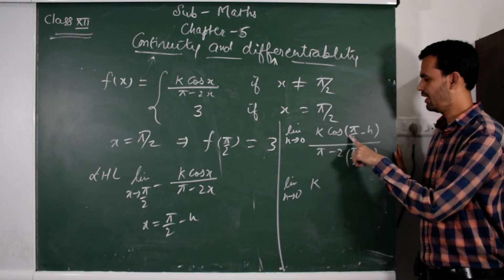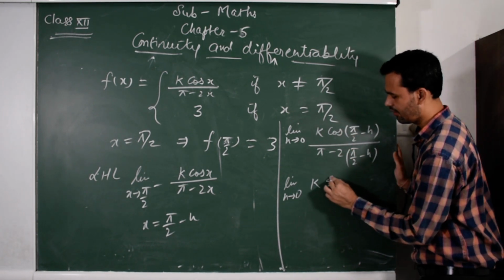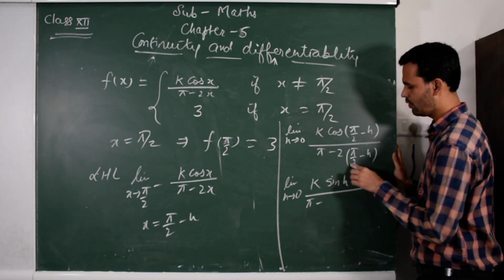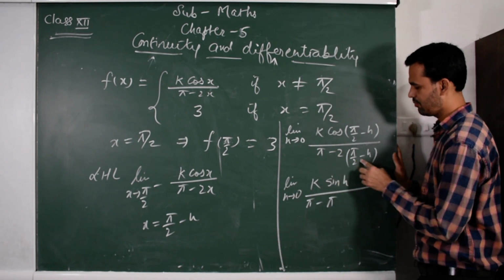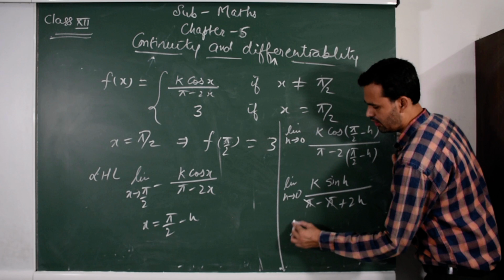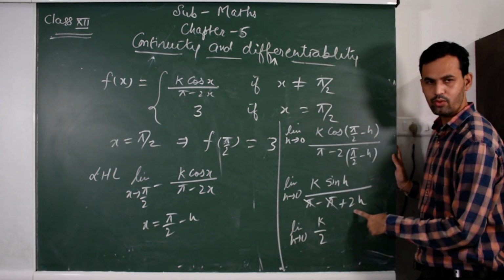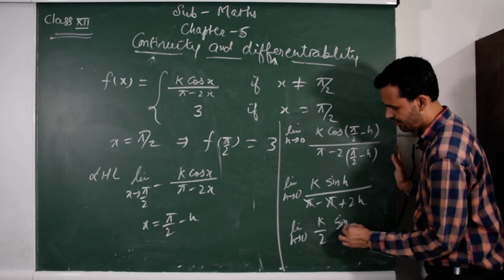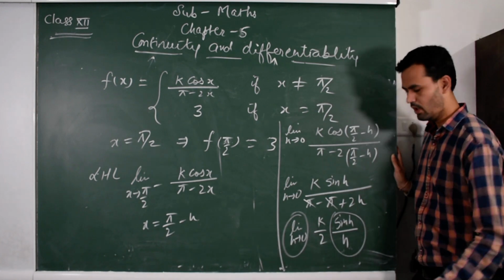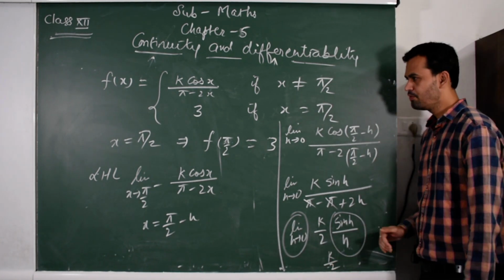We know that cos(90 minus theta) is sin theta, so it becomes sin h. Pi minus pi cancels, and minus minus plus 2h. So limit h tends to 0, we take k by 2, and sin h upon h. We know this becomes 1, so the value is k by 2. LHL is equal to k by 2.